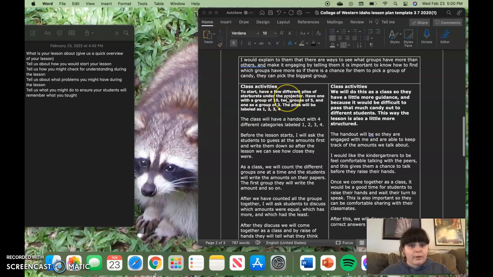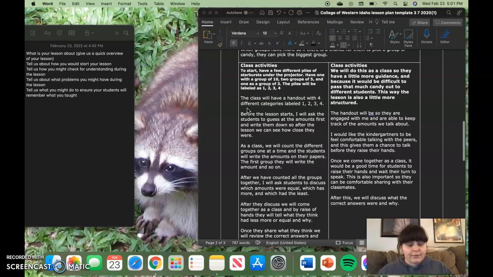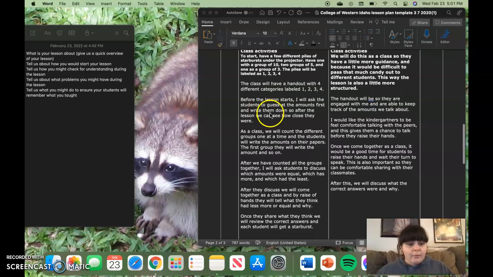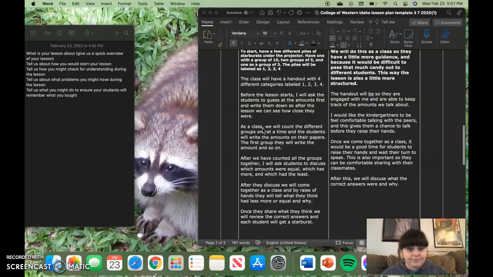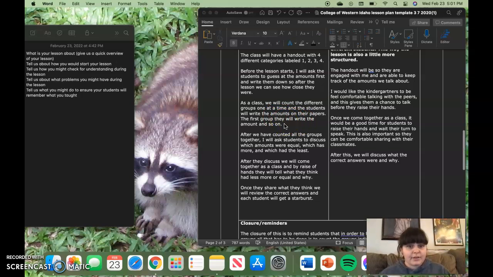To start, there will be 4 different piles under the projector that they can see. Each of them will be labeled 1, 2, 3, and 4: a pile of 10, 2 groups of 5, and a pile of 3. On their handout, they will have 1, 2, 3, and 4 listed, which correlates with the different groups under the camera. Before the lesson starts, I will ask them to put their guesses down on how many are in the different groups. This is so they can get an idea of how close their guesses are to the actual amount. As a class, we will count the different groups one at a time, and the students will write the amounts underneath their guesses on their papers.